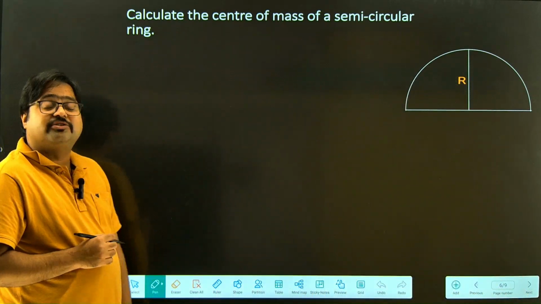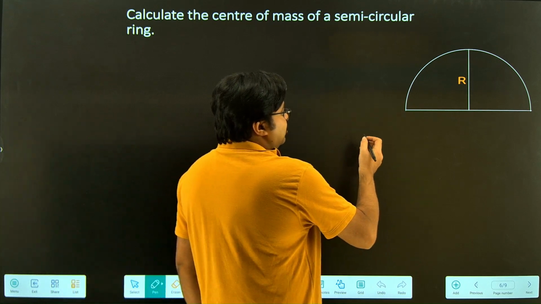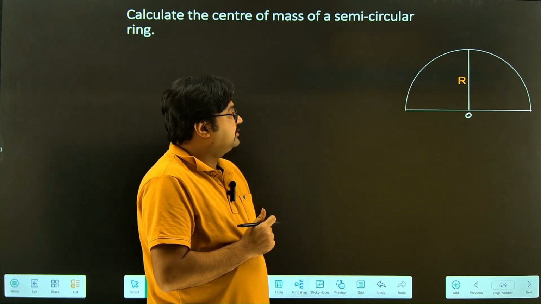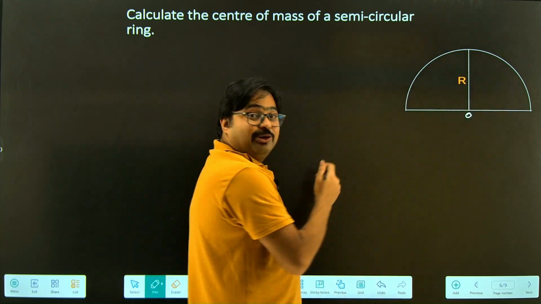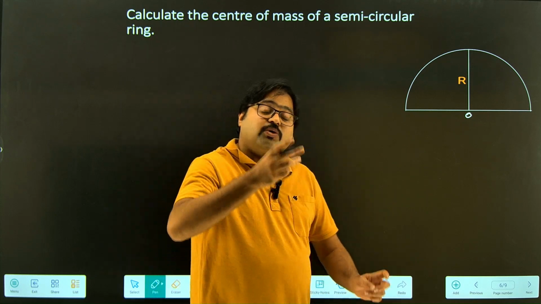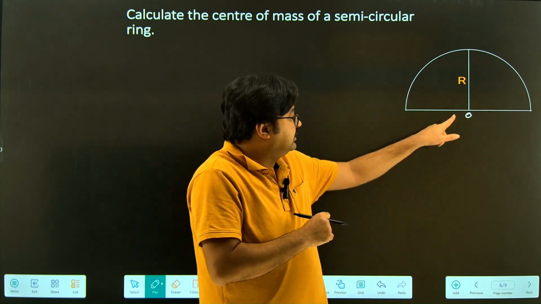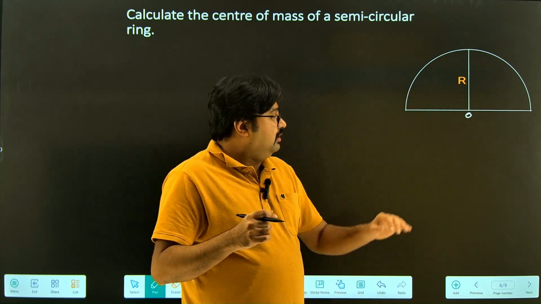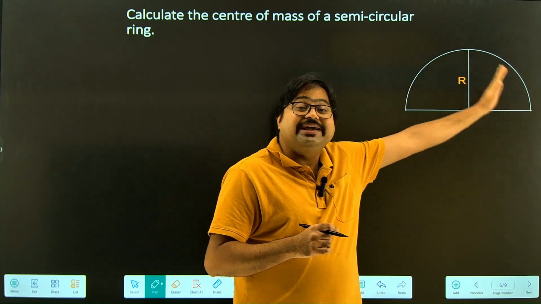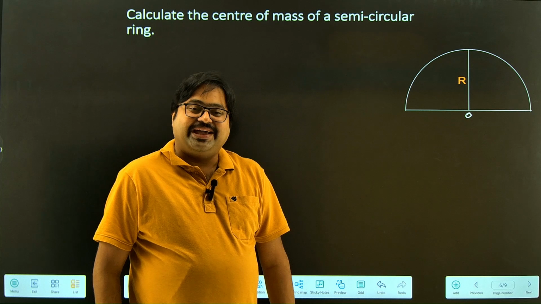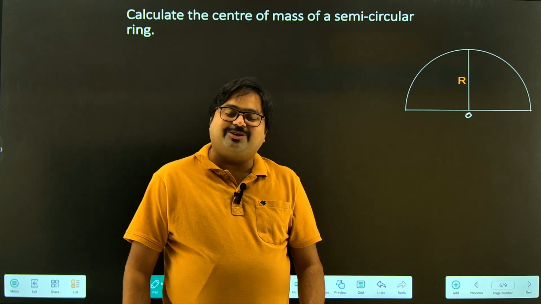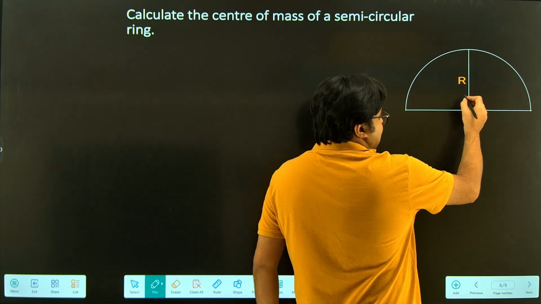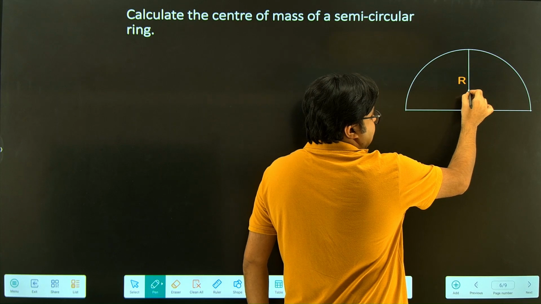Calculate the center of mass of a semicircular ring. Let's assume that here is where the origin is, and I have a semicircular ring here. If it was a complete ring, you could have said right away that the center of mass lies at the center. But now, it's quite understandable that half of the ring is all that exists. The other half is gone. In such situations, where do you think the center of mass of the disk is going to lie? I'm sorry, I said disk, it's a ring. So here is where you can guess the center of mass could lie.